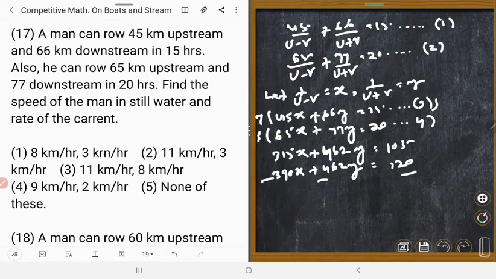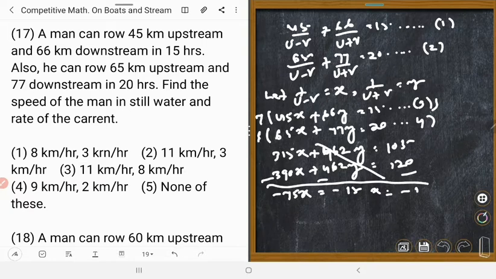Subtract. The y cancelled. So the remainder is minus 75x is equal to minus 15. Implies x is equal to minus 15 upon minus 75, which is equal to 1 by 5. Right? Minus cancelled. So x is 1 by 5.